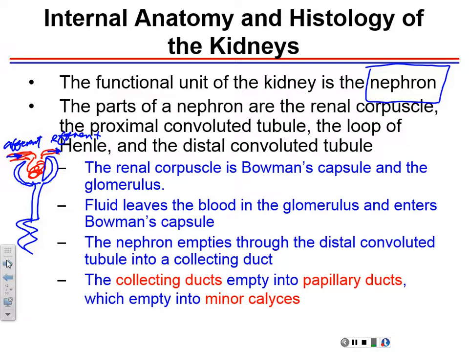Okay, I'll show you a picture of that. On the whole, fluid leaves the glomerulus and goes into the Bowman's capsule. The nephron then empties into the distal convoluted tubule, right? After you have the loop of Henle, and then this is the distal convoluted tubule, like that. And then this blood vessel will come and wrap itself around these.